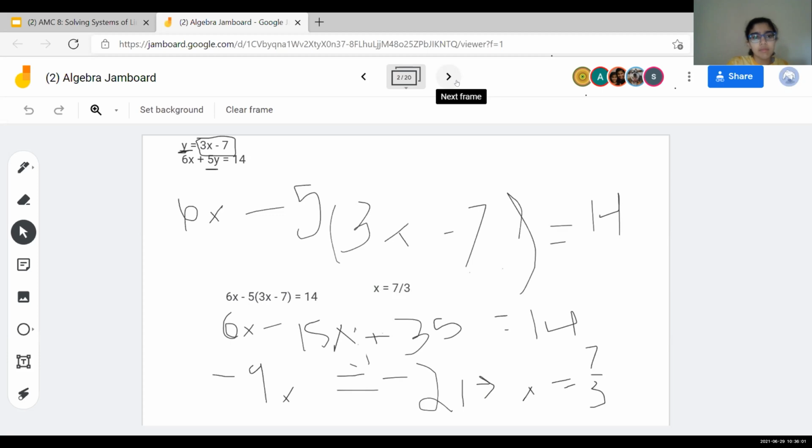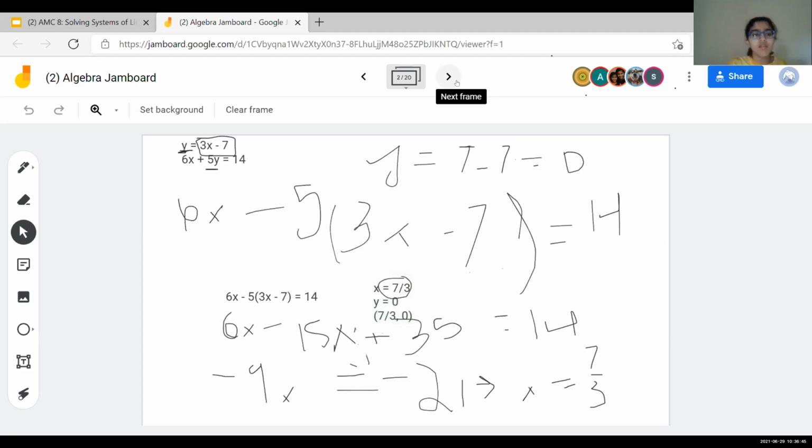Now we can solve for y by plugging it in. Because the simplest equation is the first one, we can plug the 7/3 in for x in this equation up here. So we get 7/3 times 3, which is equal to 7. So we have y equals 7 minus 7, and that is equal to 0. So we now have a solution of x equals 7/3, y equals 0. Our point would be 7/3, comma 0. That would be our coordinate.